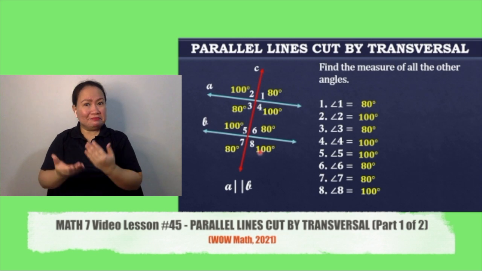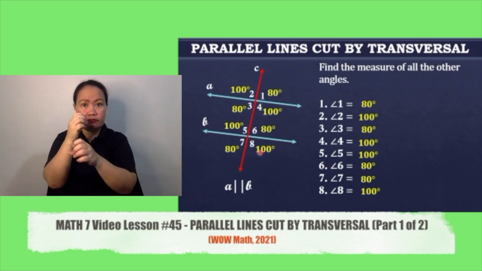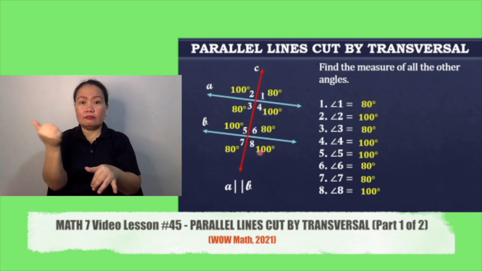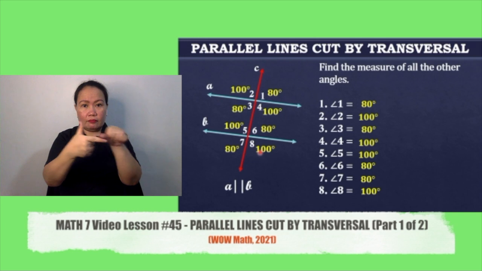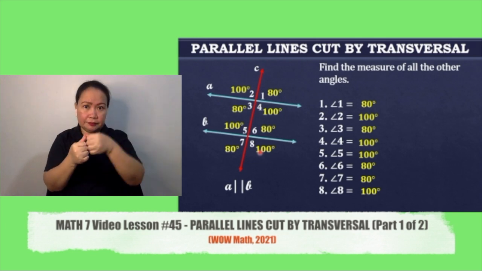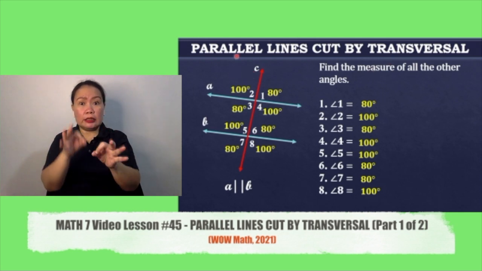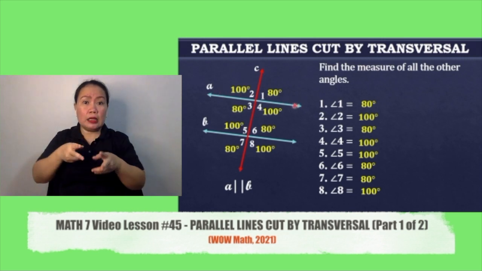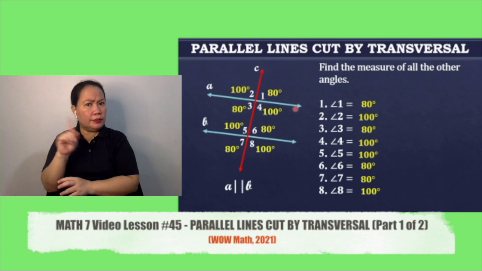Now, so, nakuha natin yung mga measures ng ibang angles because of the concept of the angle pairs and angle pair relationship. Now, tatandaan na there is something special kapag ang kinakat ng transversal mo ay parallel line. So, as you can see, etong dalawang lines natin ay parallel. Okay? Ano bang meron dito?